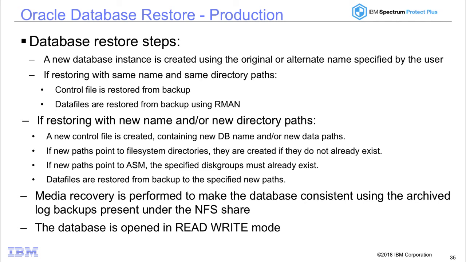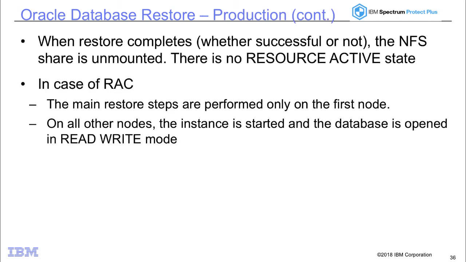The new paths will point to file system directories, which are created if they don't already exist. If the new paths point to automatic storage management, the specified disk groups must already exist if you are using ASM, and the data files are restored from the backup to the specified new paths. Media recovery is performed to make the database consistent using the archived log backups that are present on the NFS share, and then the database is going to be opened in read-write mode.